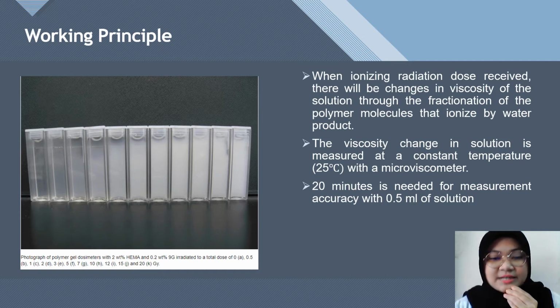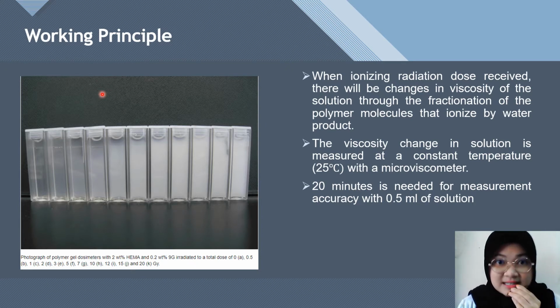It takes 20 minutes to make an accurate measurement with 0.5 milliliter of solution per viscometer. Most of this time is required for the solution to reach a temperature of 25 degrees Celsius. However, fairly good accuracy has been obtained in less than 10 minutes by taking measurements at constant room temperature.